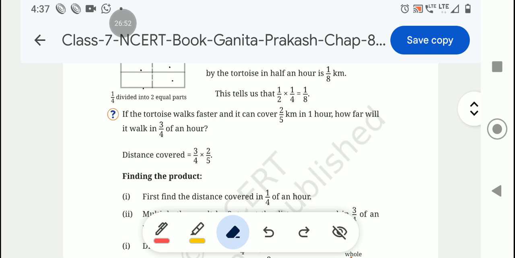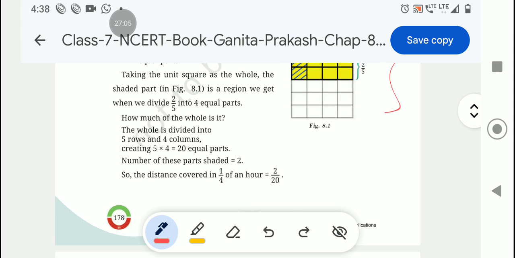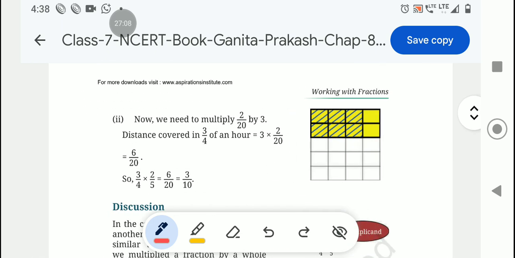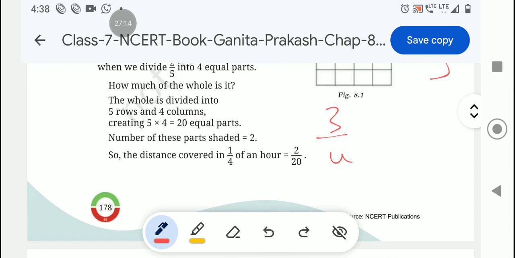Now we have to multiply 3 by 4 into 2 by 5. That's it. That has been given in this method. So 3 by 4 into 2 by 5. 2 3s are 6. 4 5s are 20.